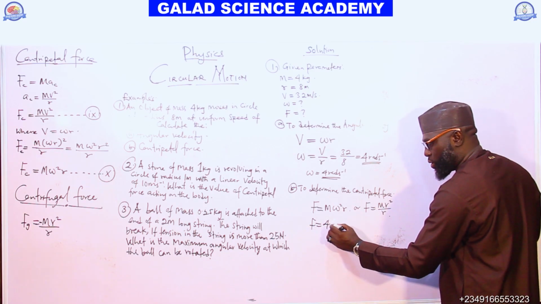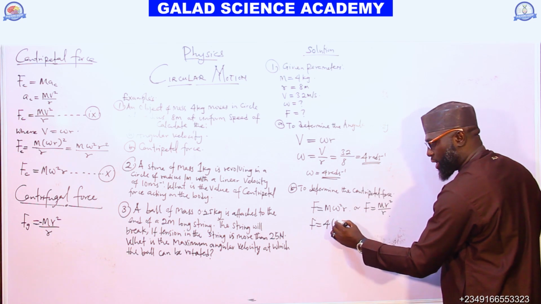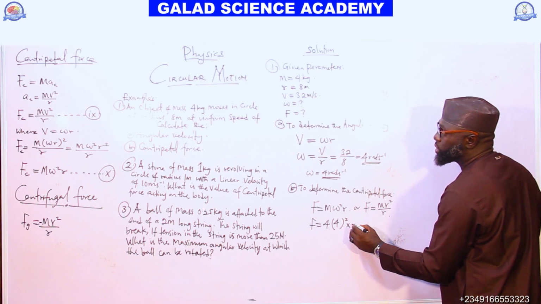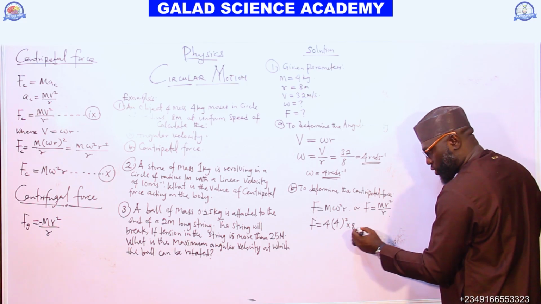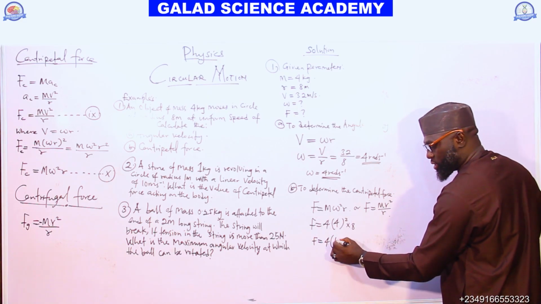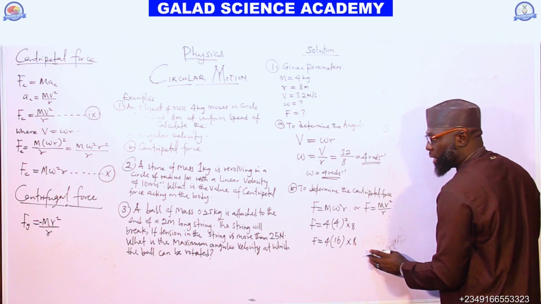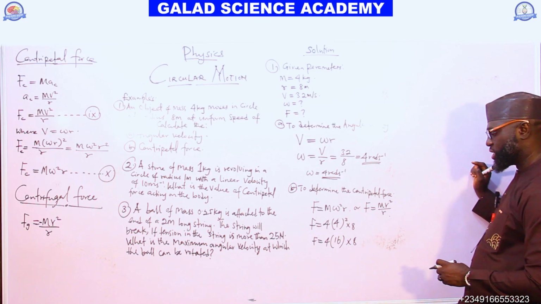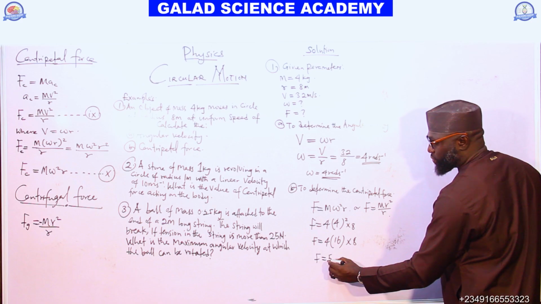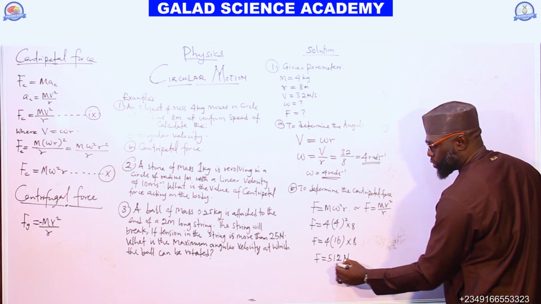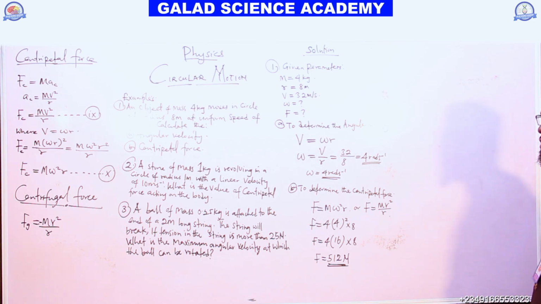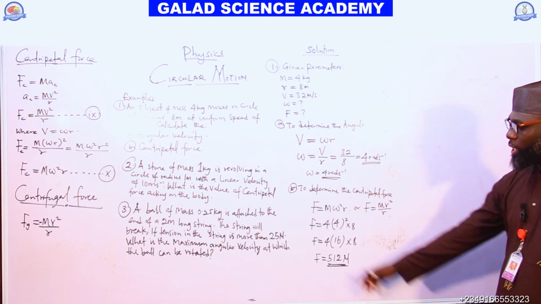Centripetal force is what? What is mass? 4. What is omega? Here we got 4 squared. What is R? R is 8. So by solving it further, we have 4 times 4 is 16, multiplied by 8. If you multiply everything together, F equal to 512 Newton. That's the centripetal force. The next one is question number 2.